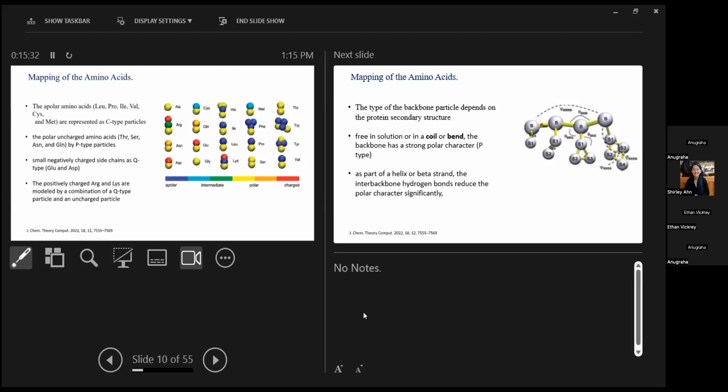This is for all the amino acids, how many beads we can represent. Since glycine and alanine are smaller, they are represented by just one bead, whereas bigger amino acids will have a polar bead along with a polar bead in the end. So they still retain the chemical nature.